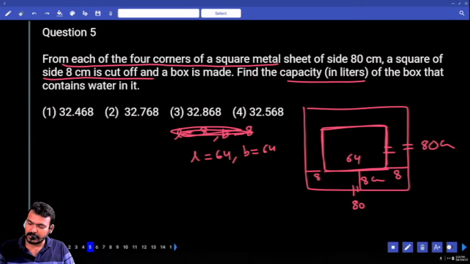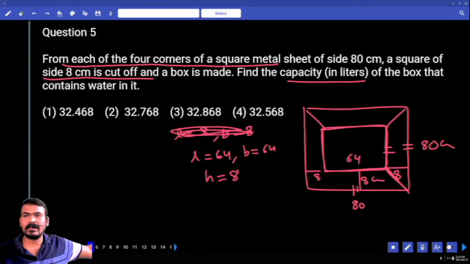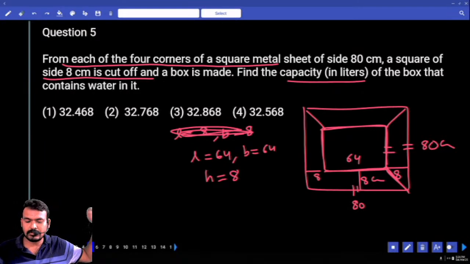Again, height of the box. Height of the box means this corner, this corner also height. What is the height of the box? 8 centimeters. It is a 3D figure. Length of the box is 64, breadth of the box also 64, but height of the box is 8 centimeters.